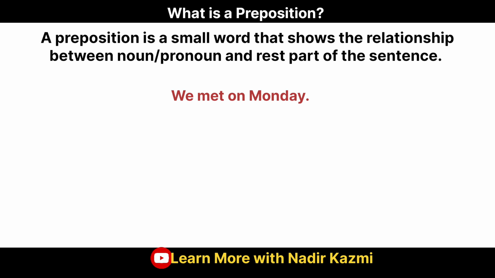Secondly, if I say, we met on Monday. Here in this sentence, the word on is a preposition because it is telling the relationship between our meeting and the day when we met.